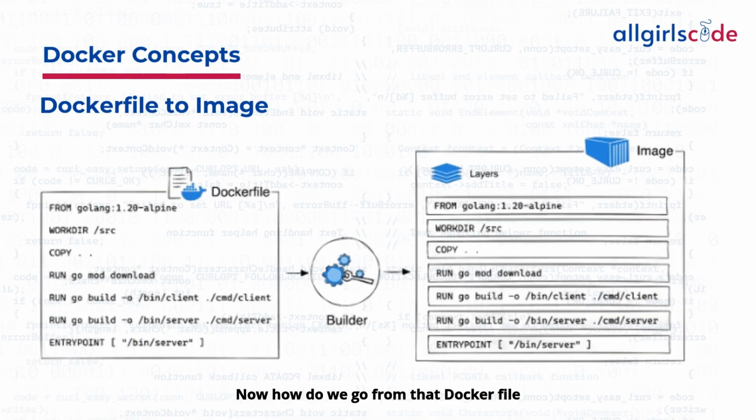Now, how do we go from that Docker file to a Docker image? We simply use the docker build command. Docker will build a layer for each separate instruction, and all these layers together will form the image. The image is a read-only template at this point.